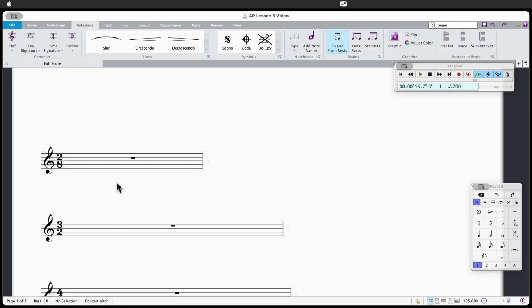Okay, let's come over here to Sibelius and let's examine our simple and compound meter ideas and how they pair up with our duple, triple, and quadruple meters. We'll start with this 2/8, and we know that the top number indicates how many beats there are per measure, in this case 2, and the eighth note gets that beat.